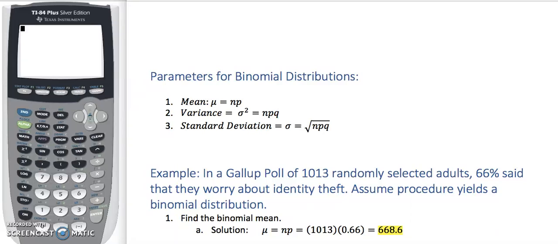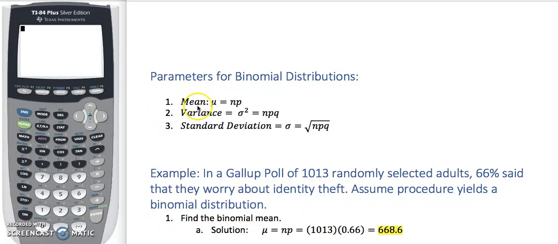This is a little video to discuss parameters for binomial probability distributions, talking about mean, variance, and standard deviation, and also to sum up and review how to calculate binomial probabilities using the TI-84 Plus Silver Edition calculator. So, parameters for specifically binomial distributions.